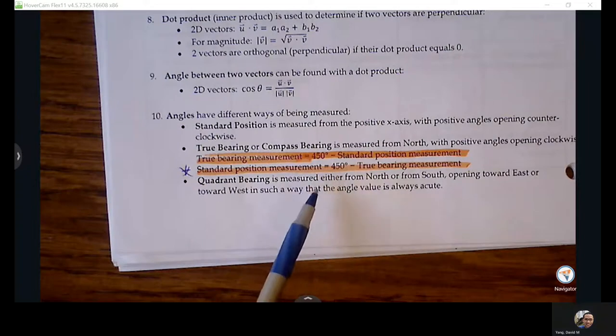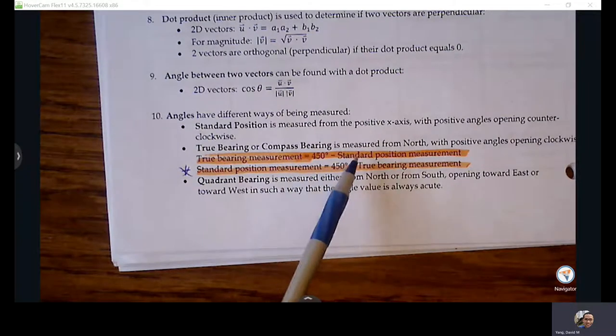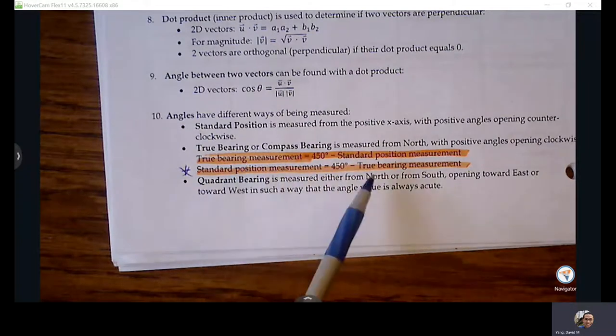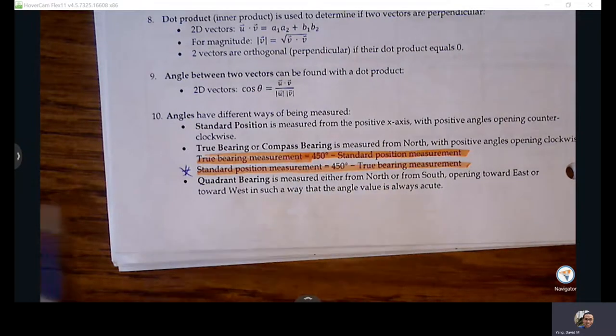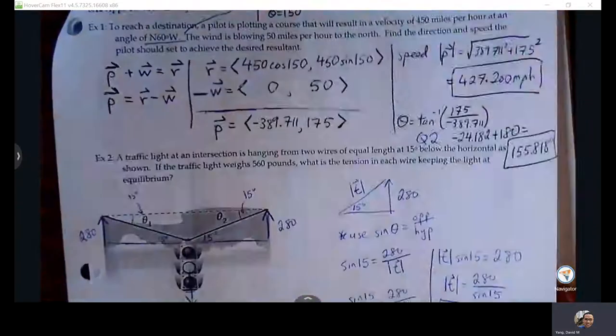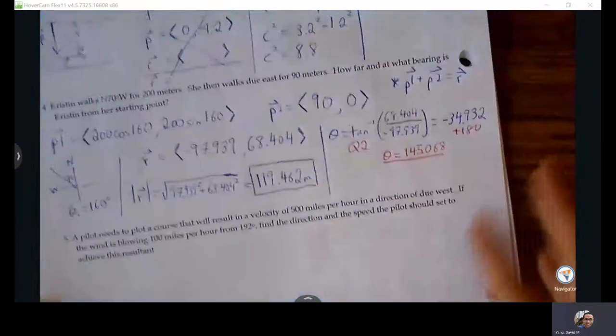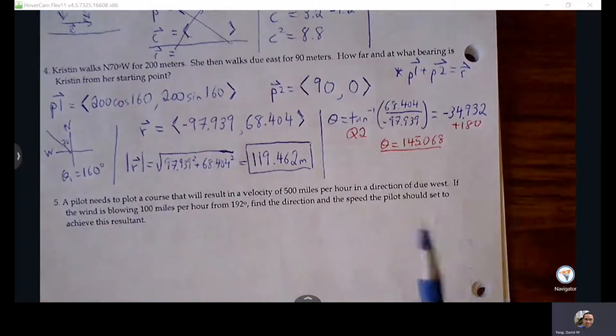So it doesn't matter if I'm converting from standard to bearing or bearing to standard, I can just do 450 minus whatever angle that I have. So that makes it easy, right? We don't have to worry about a different formula to convert to bearing. And so we do 450 minus 145.